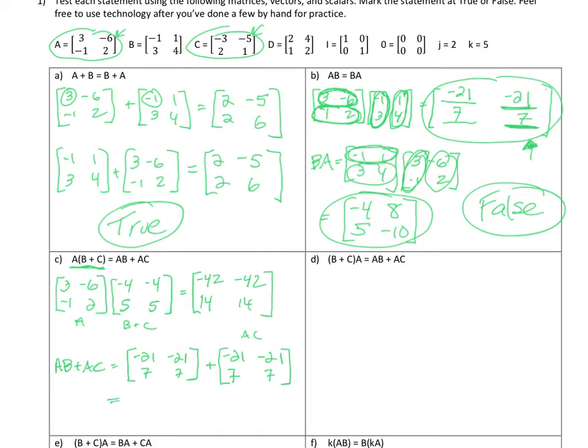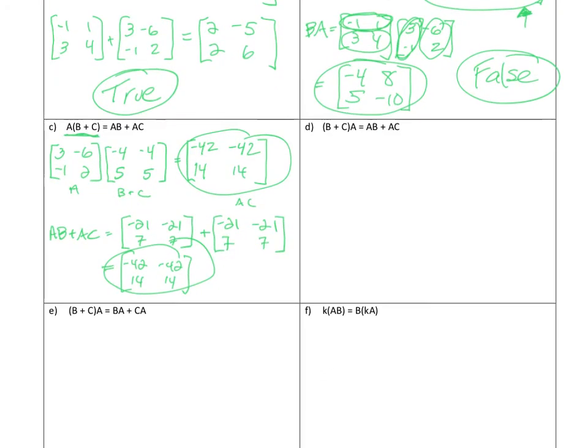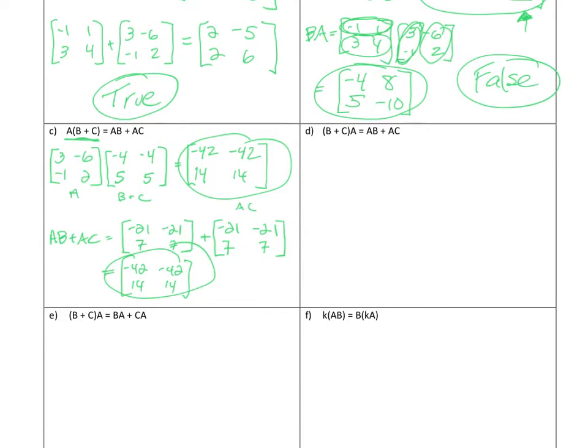When you add them together, you get -42, -42, 14, 14. Same thing we got up here. So the two sides of the equation are the same. So this one is true. So it looks like the distributive property does hold.